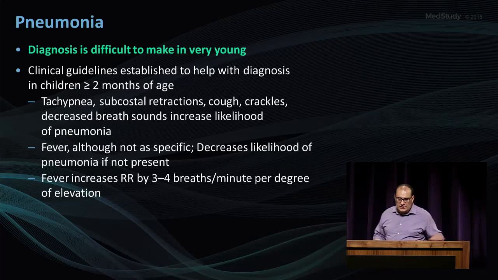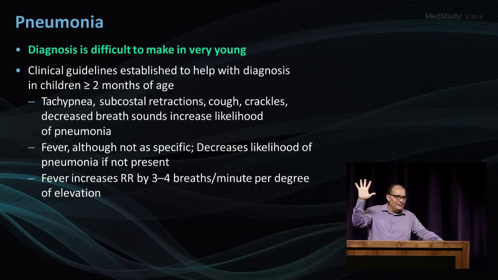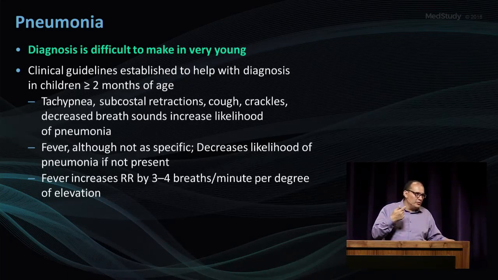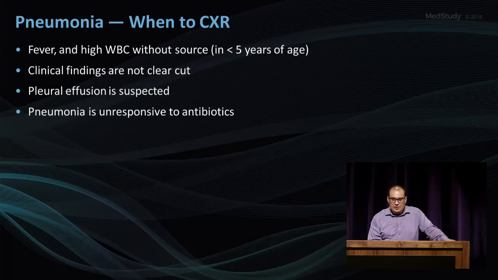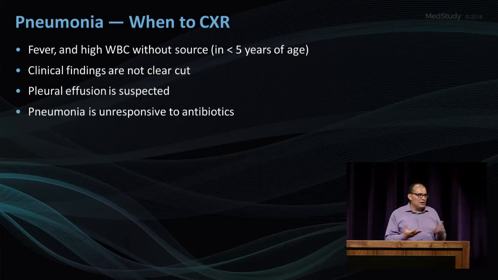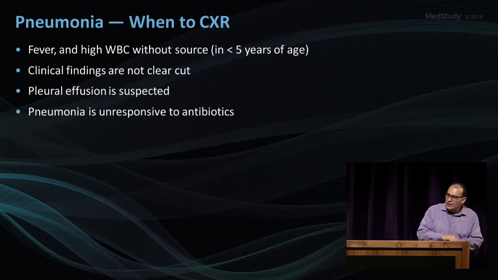But use these. You know that for every degree of fever, your heart rate increases by 10 and your respiratory rate increases by 3 to 4. Remember that. So you will be tachypneic with a fever. So when do you need a chest X-ray? You need one if you have a kid with high fever and a white cell count more than 15,000, and you don't have a source.